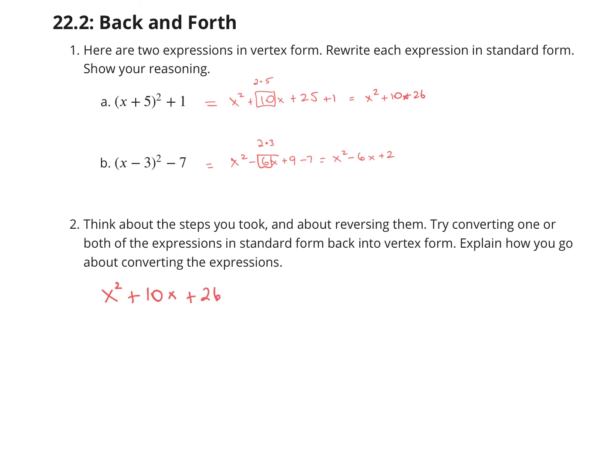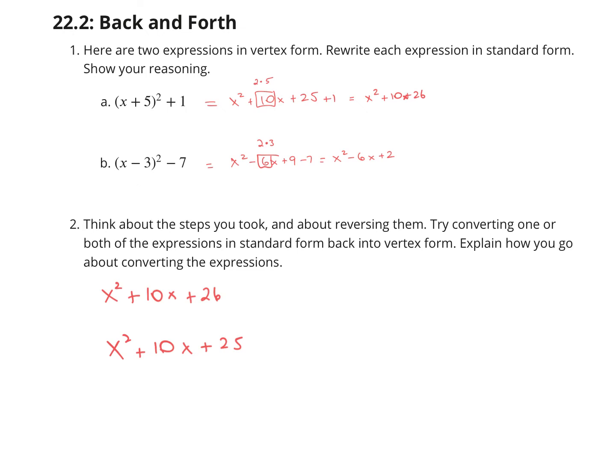Plus 26. So to put it back in vertex form, I can complete the square by subtracting 1 from that expression. So if I subtract 1, it would look like this. So x squared plus 10x plus 25, but I still need to include the 1 because I can't just get rid of it, right? We need to make sure that the value of the overall expression stays the same and doesn't change.